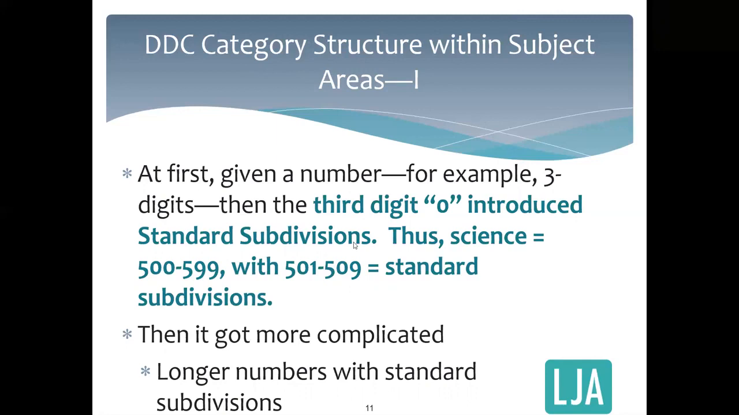But in general, in the first 3 digits, the third digit 0 is where you would see your standard subdivisions. So it would be like in 500 to 599, then 501 to 509 would be your standard subdivisions. If you're going to be stuck in that 501 to 509 range, you're going to go look at standard subdivisions to see what you need to do. I think the web Dewey is a little bit easier to see this aspect of it because it just sticks you right there in standard subdivisions. If you are looking at a base call number to start with, and it says standard subdivisions next to it, then guess what? That means you need to go look at a table and look to see what standard subdivisions you're going to use.